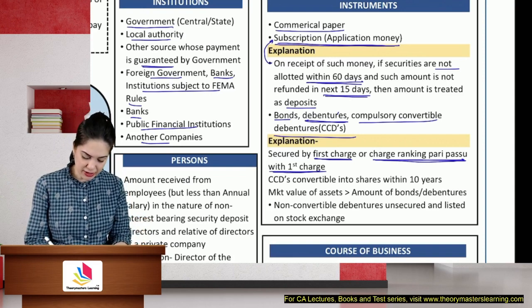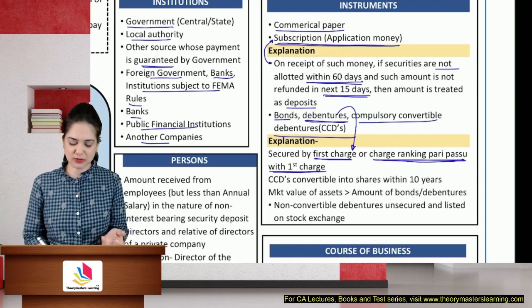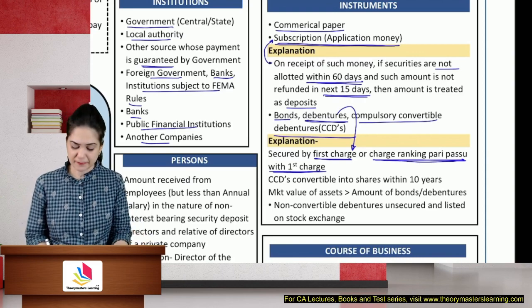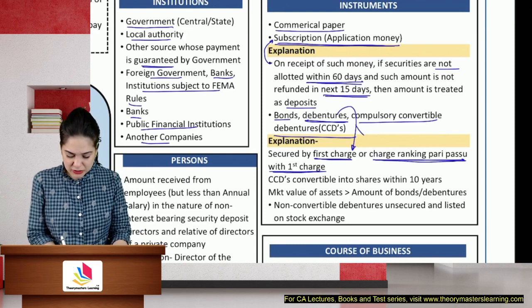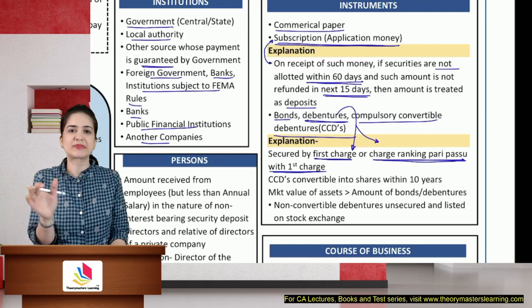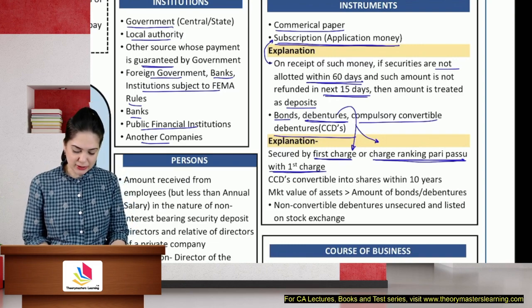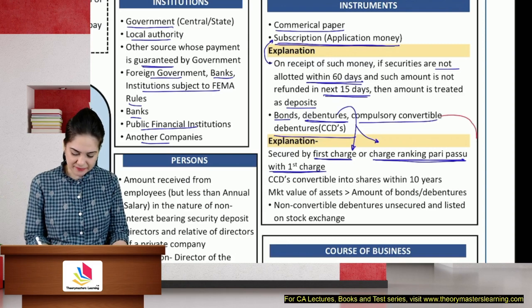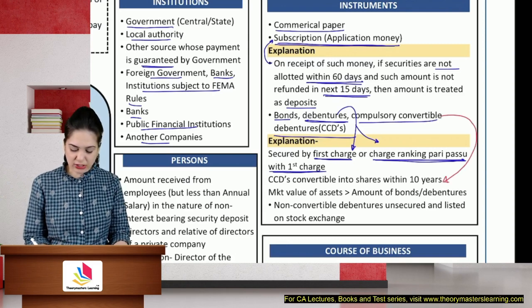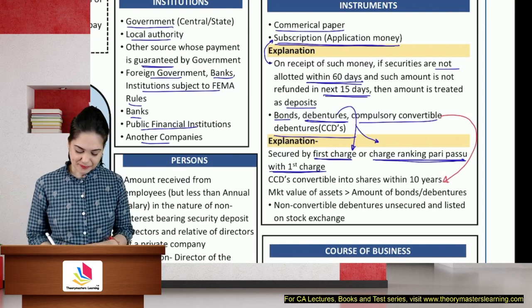So, debentures should have a first charge on the security. First charge means the asset will be sold and first it will be paid to these debenture holders. First, their liability will be satisfied. Or you may have a charge ranking pari passu, meaning on the same footing, on equal footing as the first charge holder. Compulsorily convertible debentures should be converted into shares within 10 years. If they are not convertible within 10 years, if they go beyond that, then they may be considered as deposit.